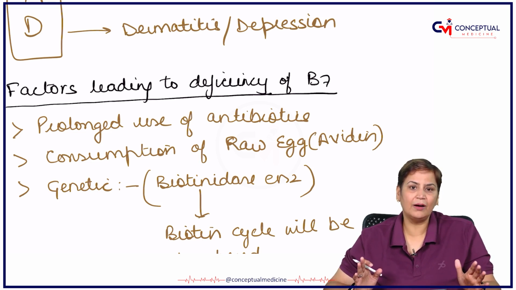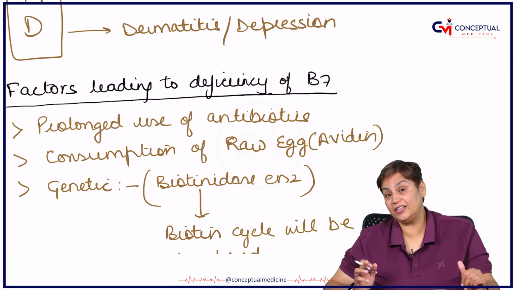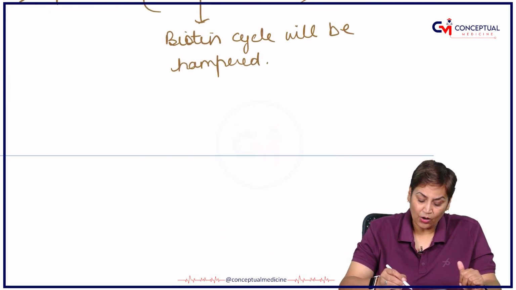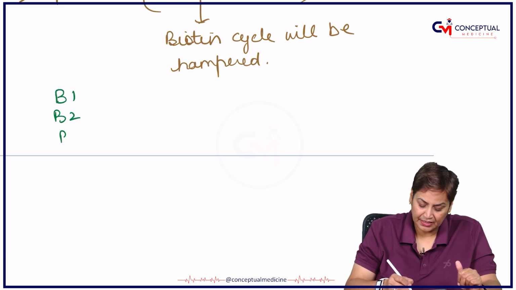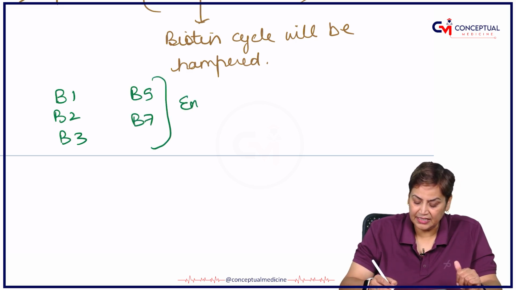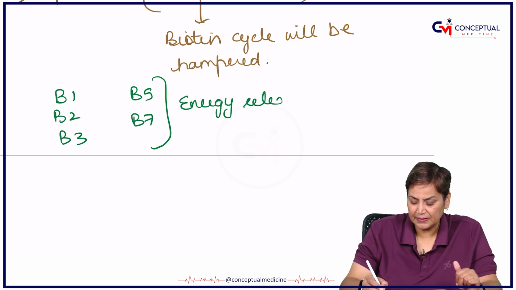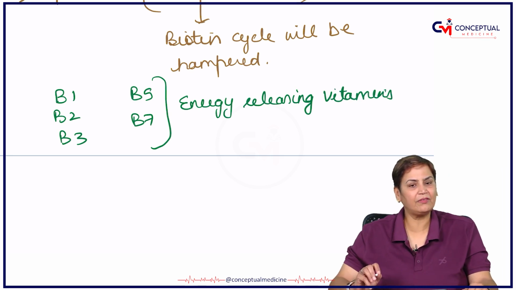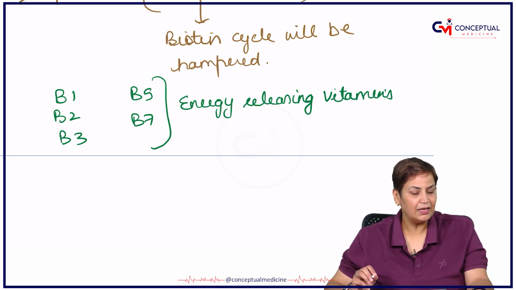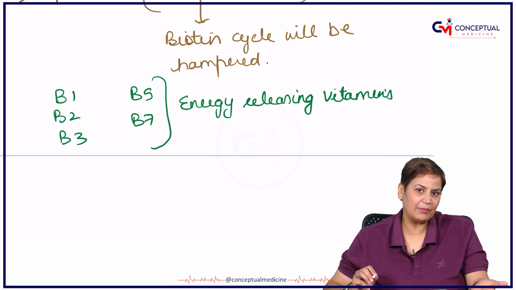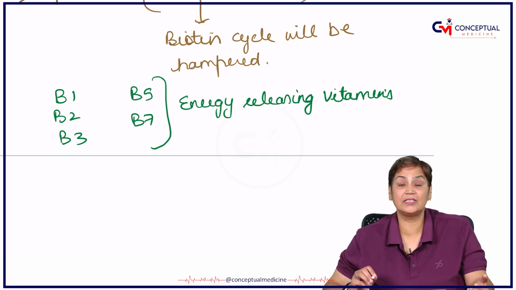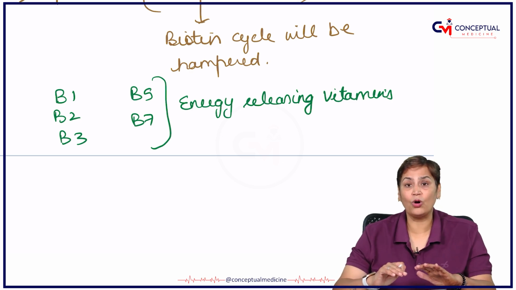So this is all about B7, which is also an energy releasing vitamin. So we can say that among all the B complex vitamins, B1, B2, B3, B5 and B7 are the energy releasing vitamins. In the next video, we will be studying the hematopoietic vitamins, which include vitamin B9, folic acid, and B12, which is known as cobalamin. And others which will again come in B complex, that would be B6 PLP, which is again a very, very important vitamin. So that's all in this video.